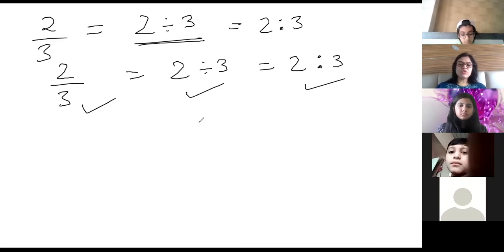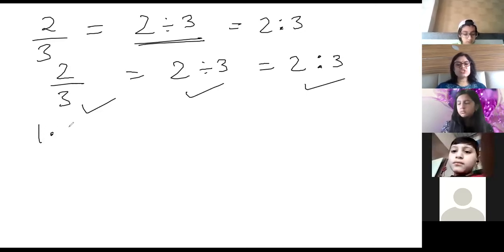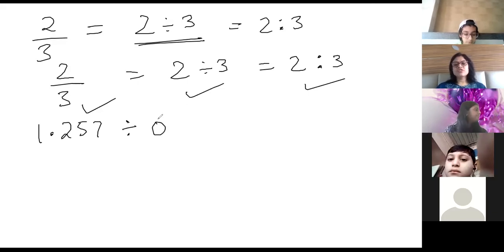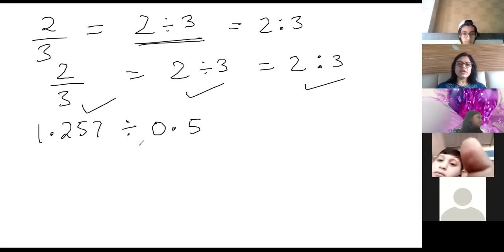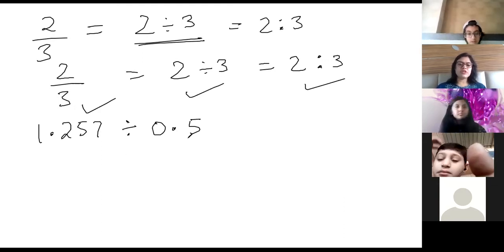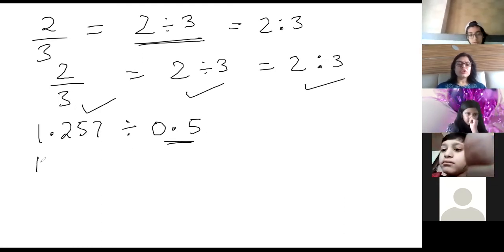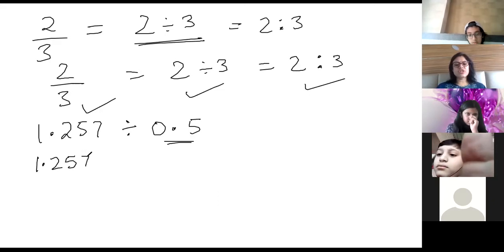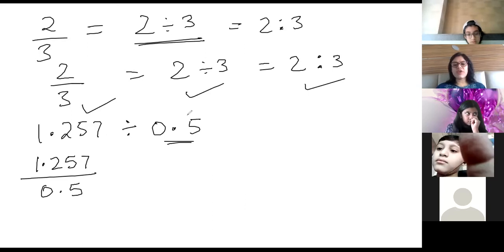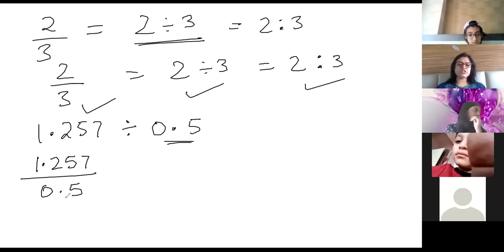If I give you a question like 1.257 divided by 0.5, I can write this question in the form of a fraction, because I have to multiply the numerator and make it into a whole number. So I can write this question as numerator and denominator. Only thing is, your divisor should be in the denominator and the dividend should be in the numerator.